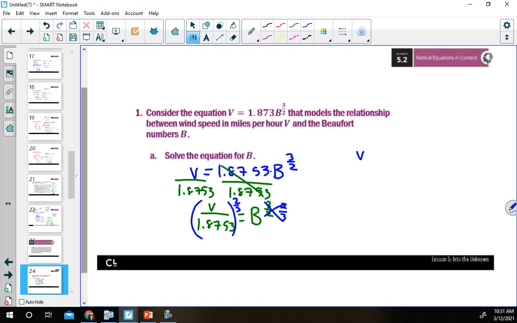So I've got b over 1.875^3 all to the 2/3 power, or, exponent over a radical, it's the cube root of b over 1.875^3 squared. N equals b to the first, which I don't really need the 1 in there.